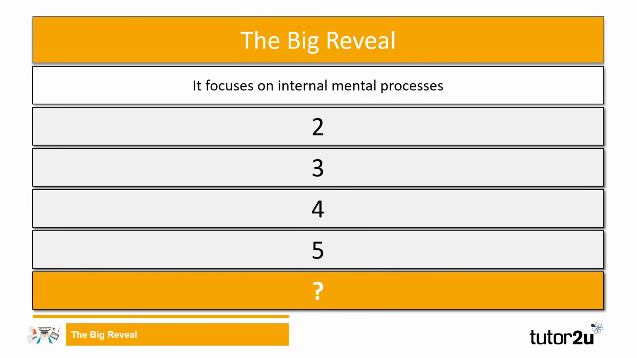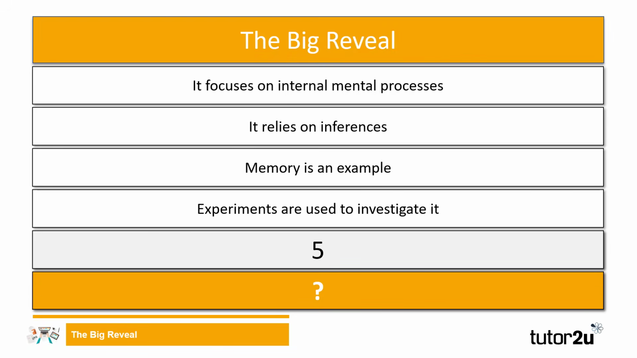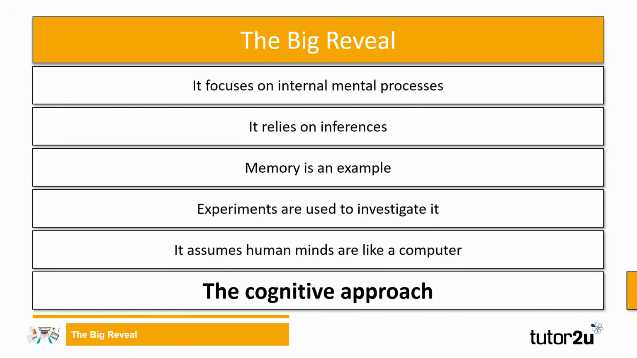So it focuses on internal mental processes. So what is the it that I'm talking about? It relies on inferences. Memory is just one example. Experiments are used to investigate it. Hopefully this is ringing a bell now. And your last clue, it makes assumptions, it assumes human minds are like a computer. Hopefully you've recognised straight away that that is the cognitive approach, which is, of course, what we've focused on in this session.